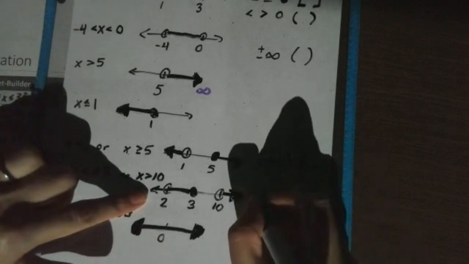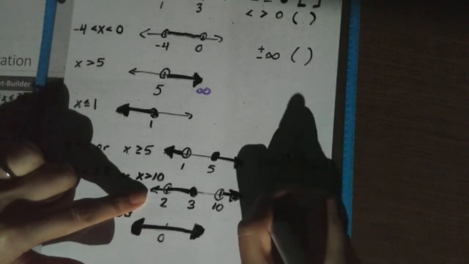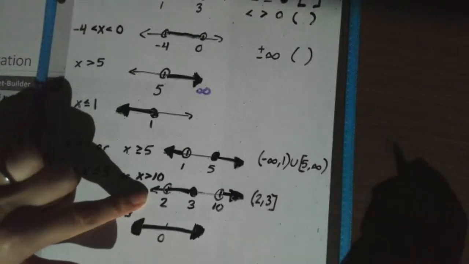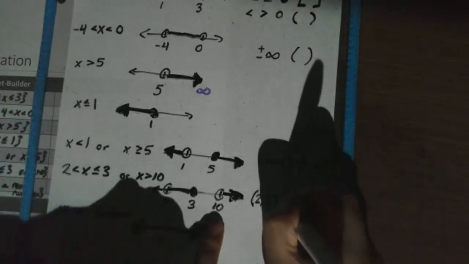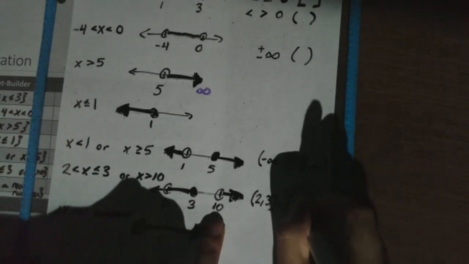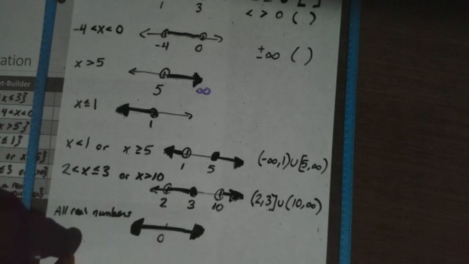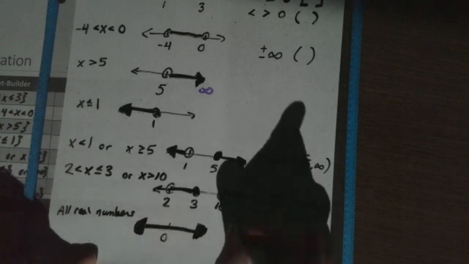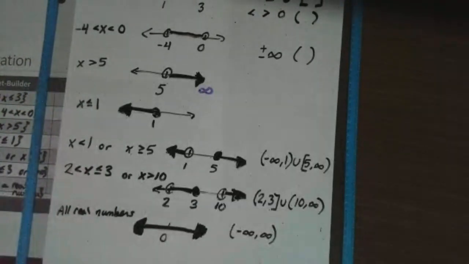Next up, I will have the interval from 2 to 3, parentheses on 2 because it's an open circle, bracket on 3 because it's a closed circle, or, so union, 10 to infinity. For this last one, all real numbers, I don't really have left and right endpoints. I can have anything, so we will write this as negative infinity to positive infinity.